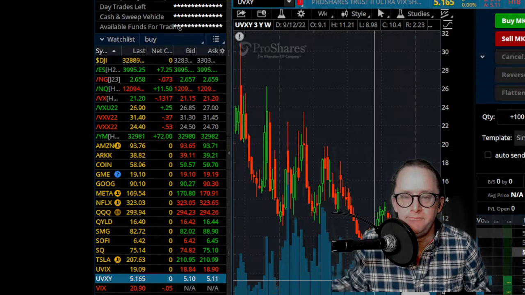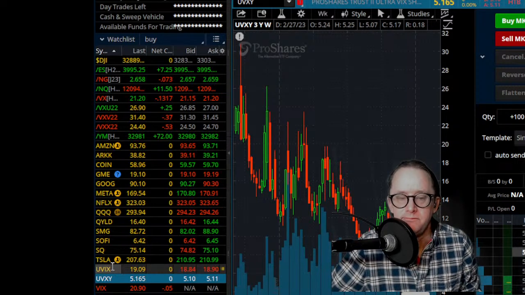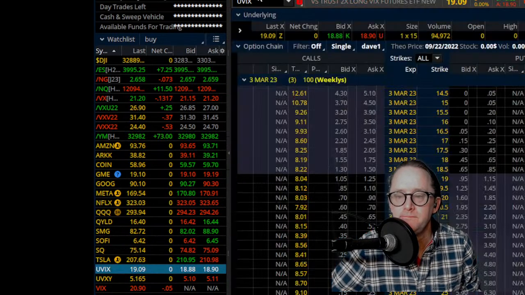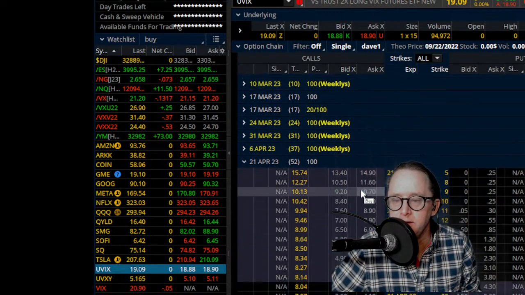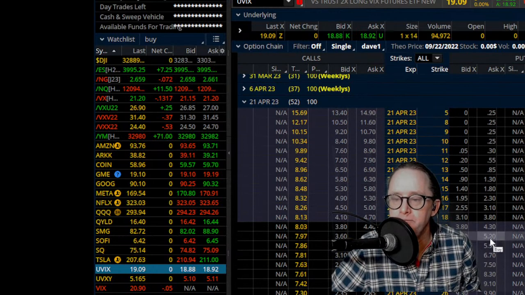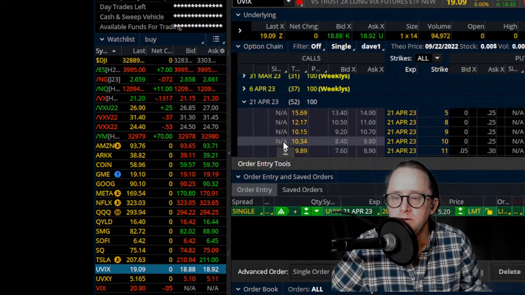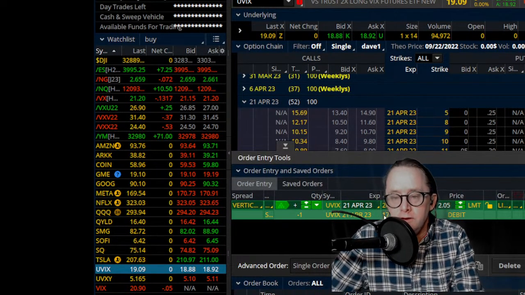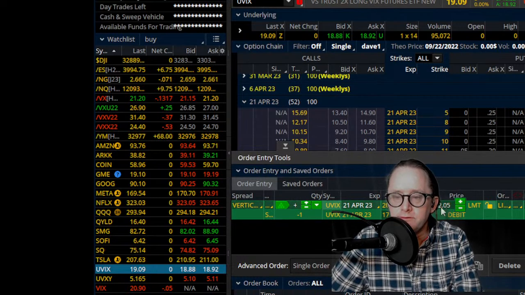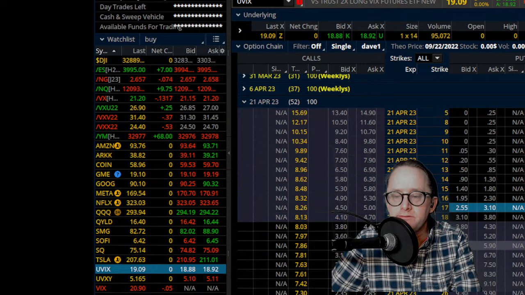That would be, for example, in UVIX, if we pull up the charts here, going out to April and buying the 20-17 put spread. Buy the 20 put, sell the 17 put. It's a $3 spread. You could get into it around $2 and collect that $1 over time. That's the sort of idea.